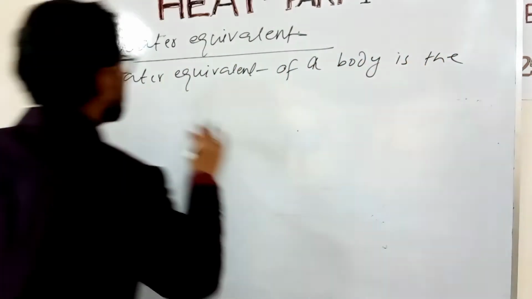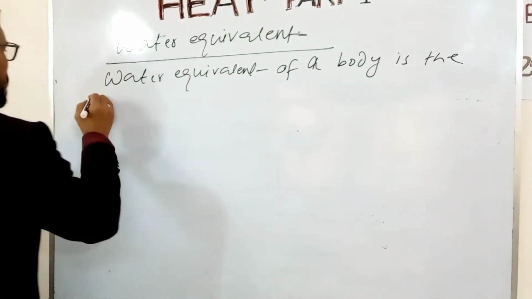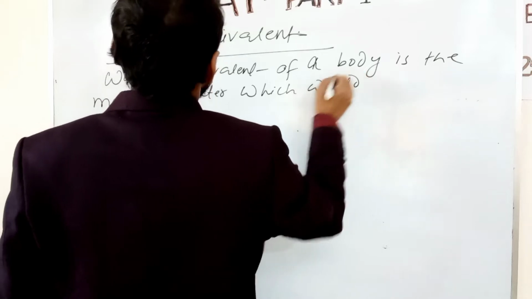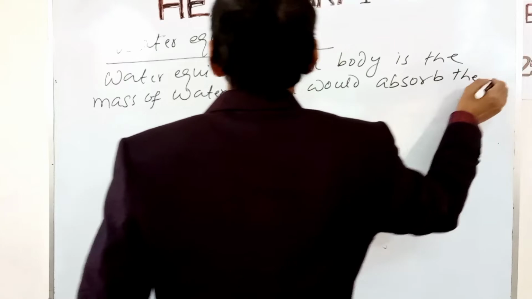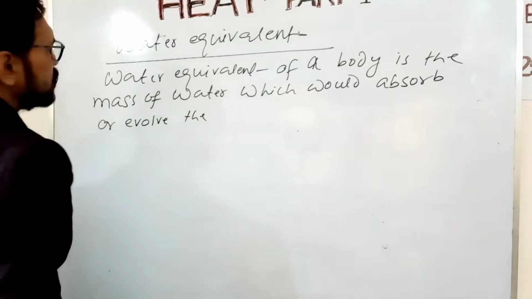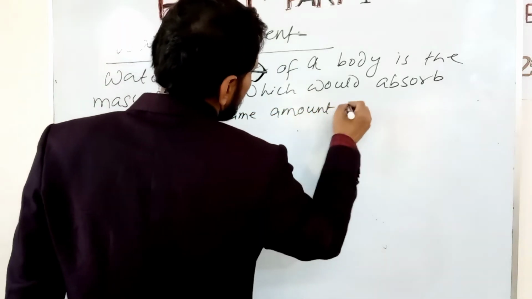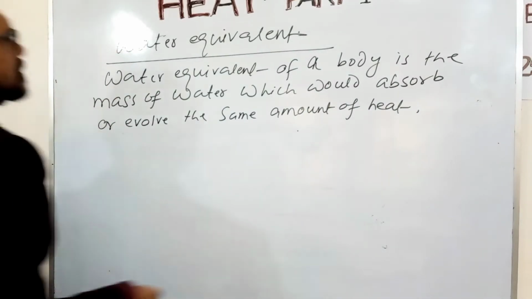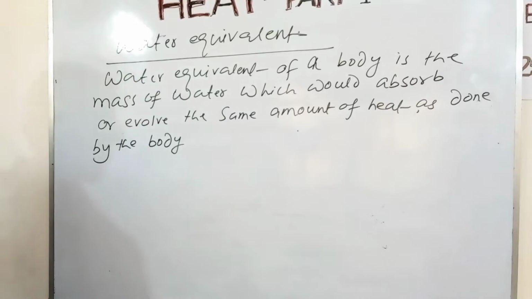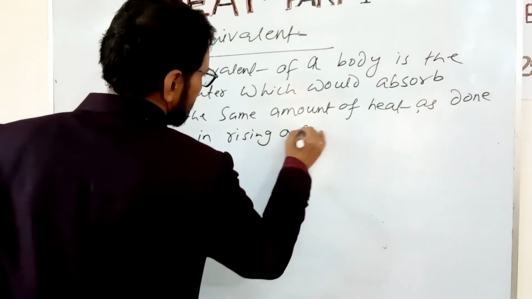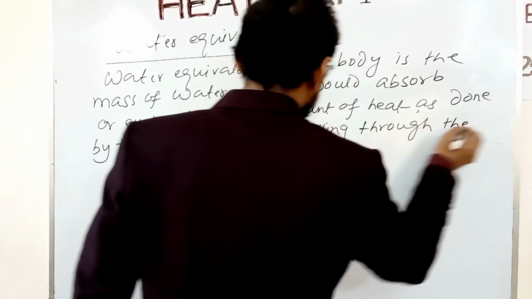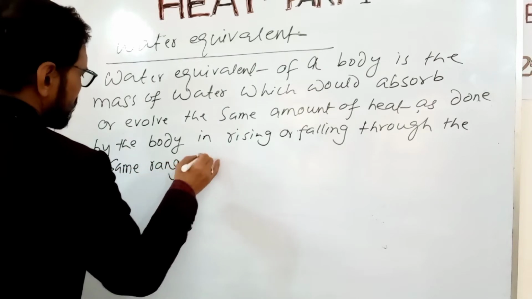The water equivalent of a body is the mass of water which would absorb or evolve the same amount of heat as done by the body in rising or falling through the same range of temperature.